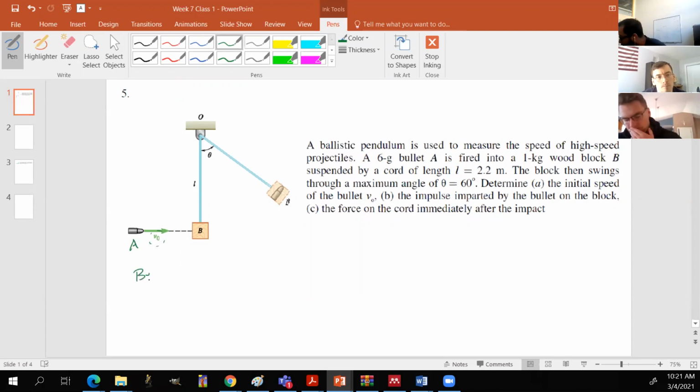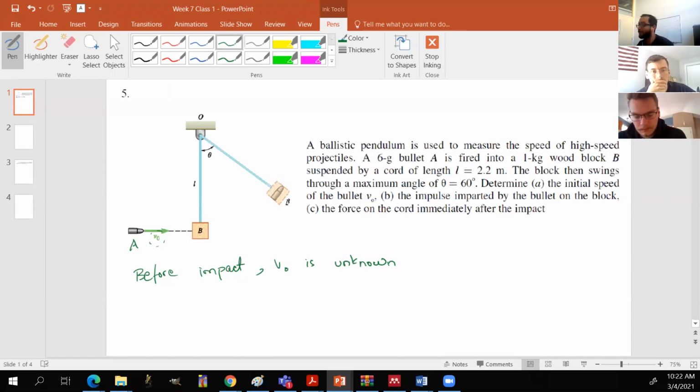So before impact, V naught, come on, V naught, so bad, is unknown. Come on, dude, is unknown. I don't know what's happening to my screen, guys.